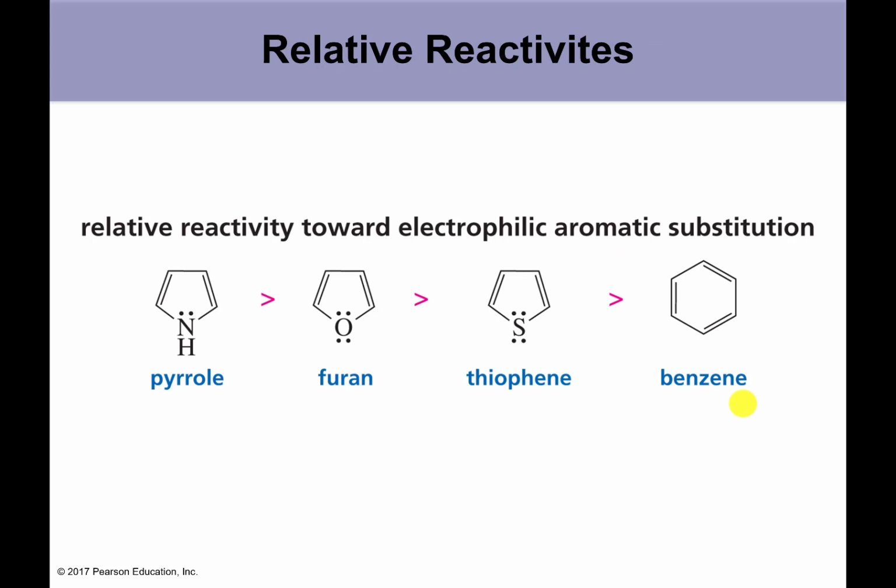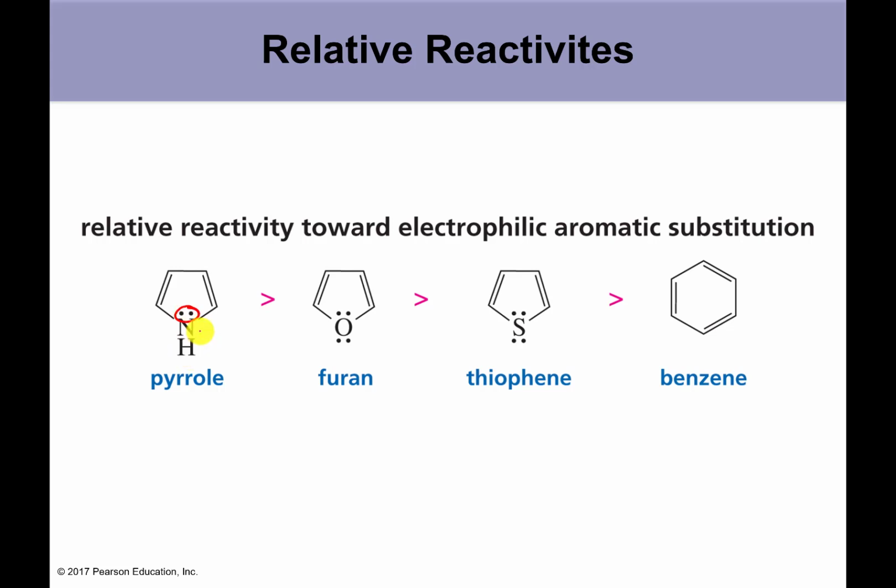Now, in terms of reactivity, it turns out that all the heterocycles are more reactive than benzene. And the reason for that is because the heterocycle acts like an internal electron donating group because of its ability to donate electrons, and it's in the ring, right? It is able to accelerate the rate of the reaction by stabilizing the carbocation that forms.